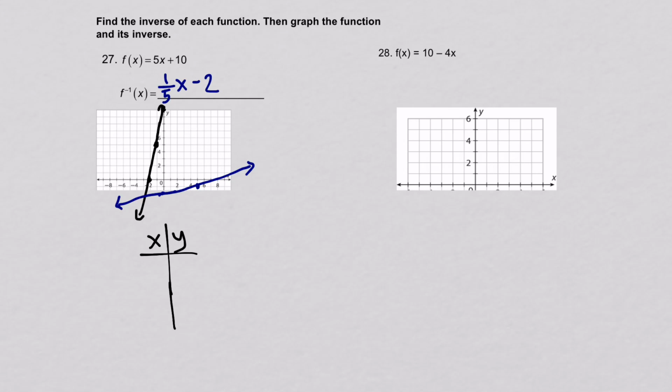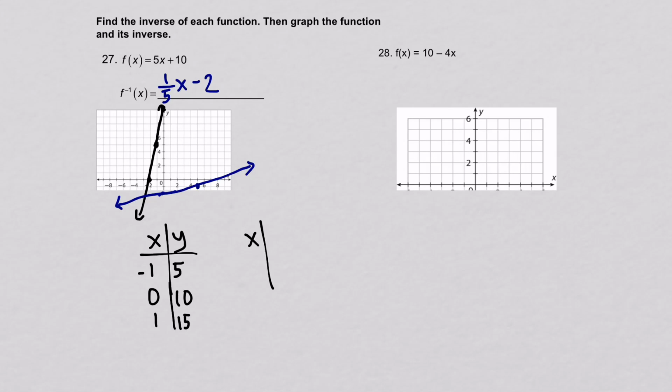So just choose some values of x, -1, 0, and 1, for example. Substitute them into your function and see what you get. Plug in -1 into f of x, and I'm going to get -5 plus 10, which is 5. 0 plus 10 is 10, and 1 times 5 is 5 plus 10 is 15. I get those values. And then you want to write the inverse.